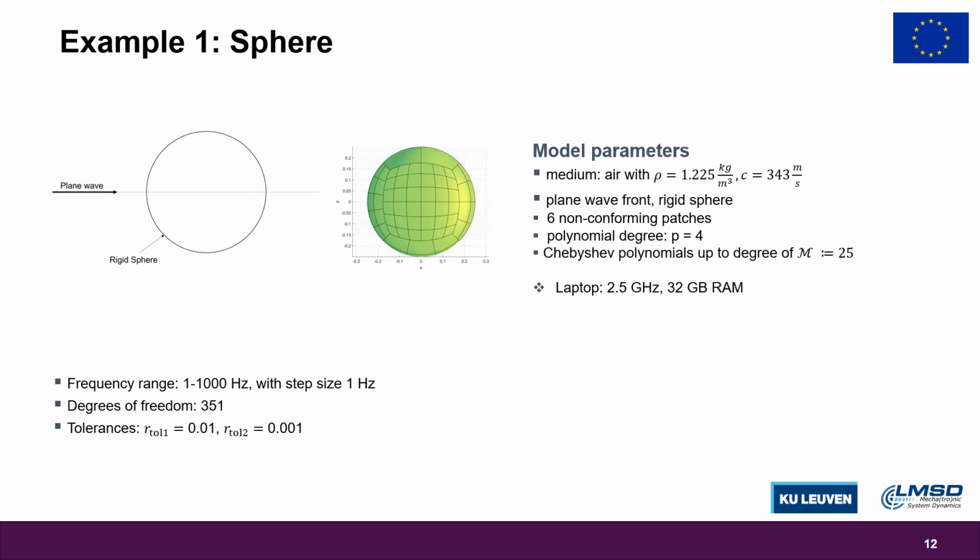Now to the results. In my first example, I'm using a sphere which has 6 non-conforming patches, and we are using polynomial degree of 4. For the Chebyshev polynomial approximation, we go up to degree m equals 25, and our frequency range is 1 to 1000 Hertz with a step size of 1 Hertz. For this sphere, we have 351 degrees of freedom, and our tolerances are 1% for the initial reduction basis and 0.1% for the RBM.